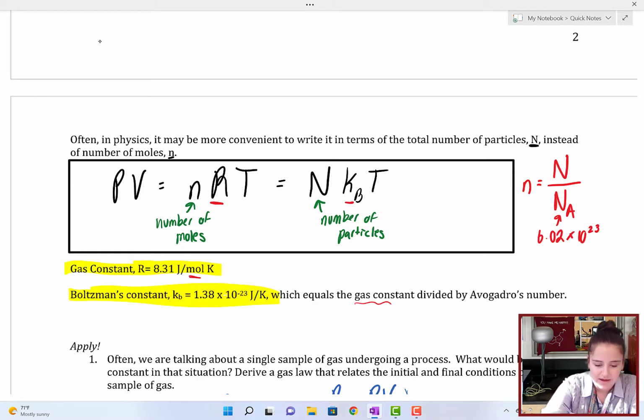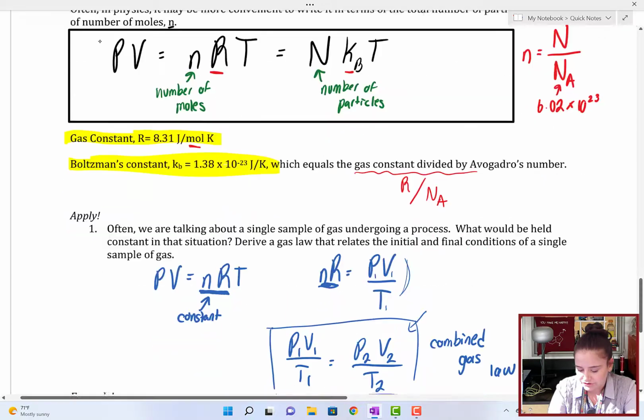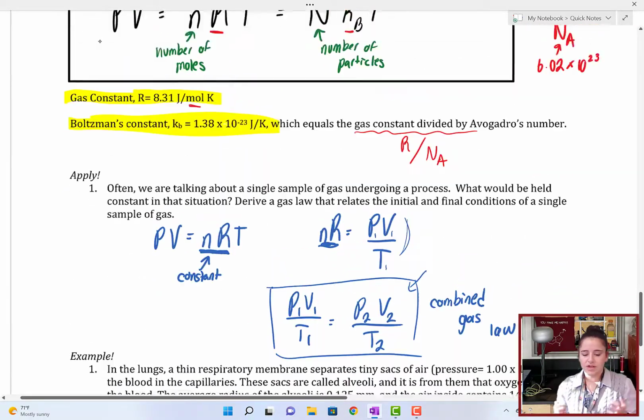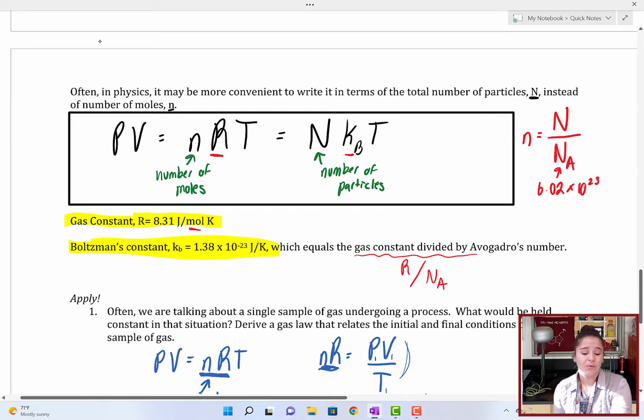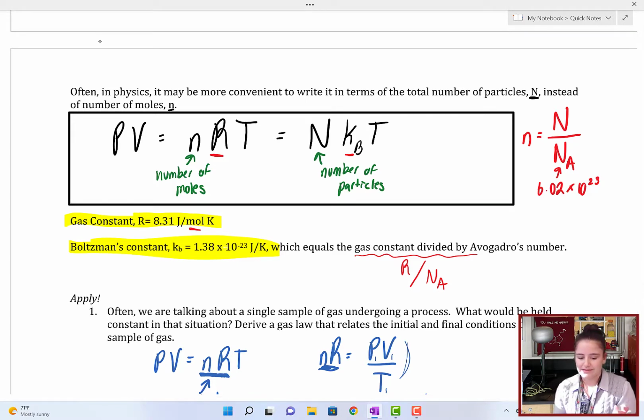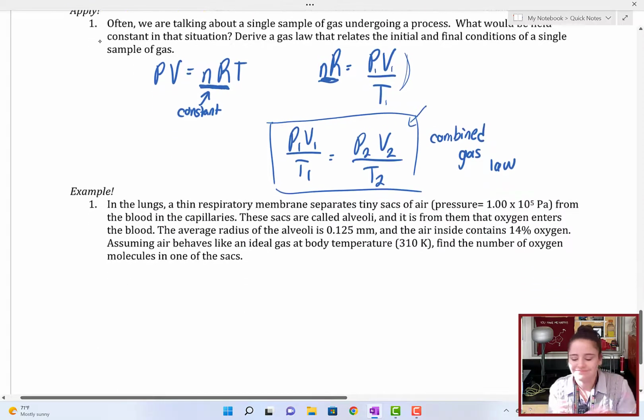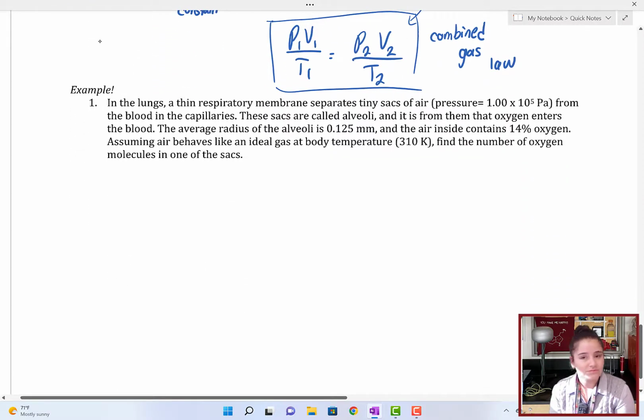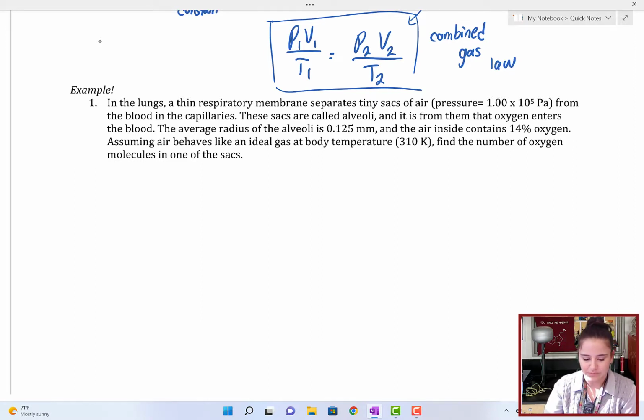Basically the same thing, but without this mole unit. So basically, Boltzmann constant is just the gas constant, R, divided by Avogadro's number. So they're all related, and you can see how both of these equations would lead to that combined gas law. Because if your number of moles is the same, then your number of particles is the same. It's just different ways to represent the number of things there. Okay, cool? Let's look at one more example problem.